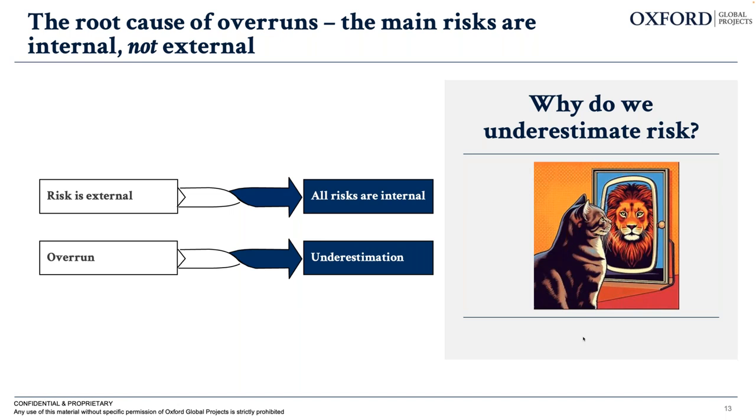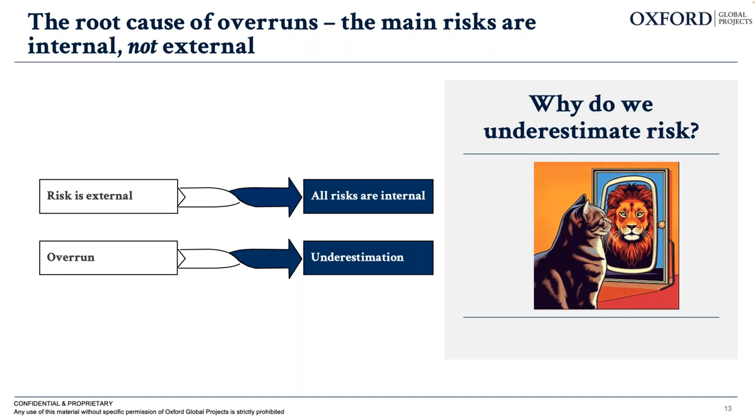But really the way that we see it from a reference class forecasting methodology perspective is that overruns are caused by risk underestimation. So risks tend to be looked at as external, but really all risks are internal, in that the risks are not considered internally, and therefore overruns are caused by initial underestimation. So then the question is, why do we repeatedly underestimate risk?